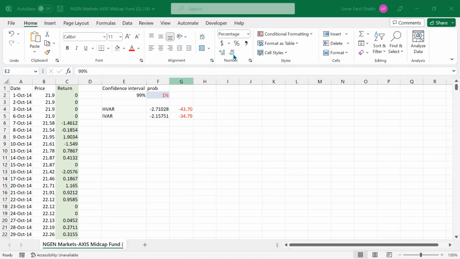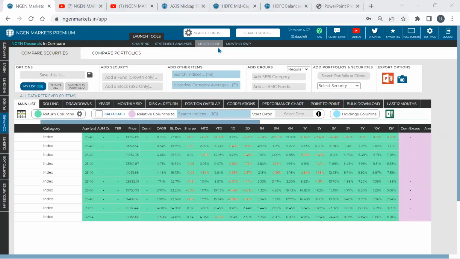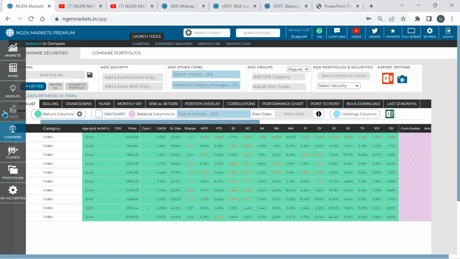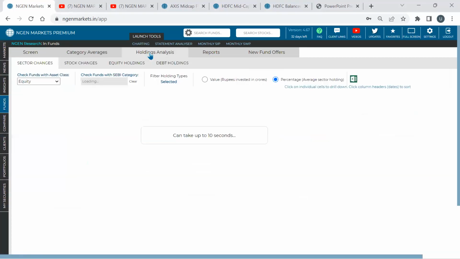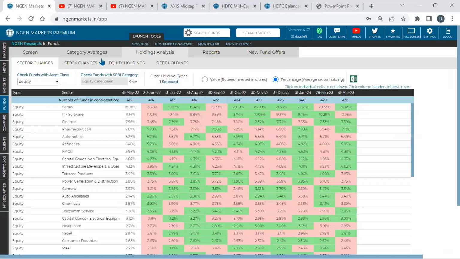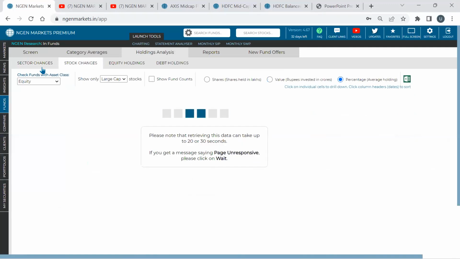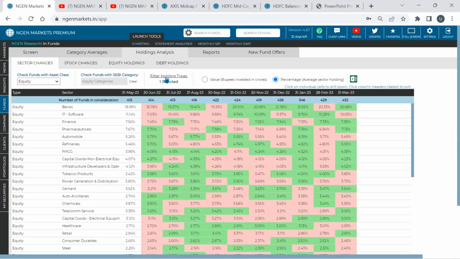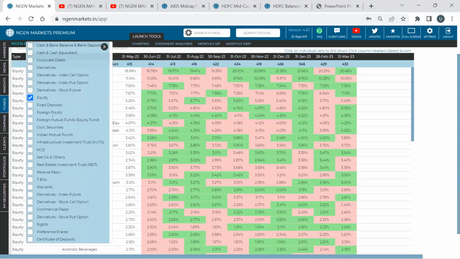So there's another question: can we get schemes invested in foreign equities? As of now, we have holdings analysis. We need to check it out if we can get it. Within holdings analysis, you can go to the fund section, and in holdings analysis, we have given sector changes. The point here is that you can filter the holdings type as foreign equity.